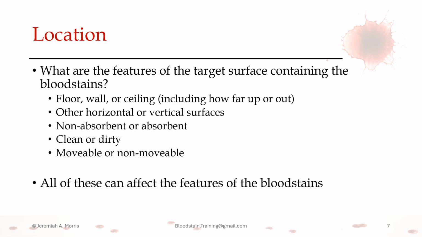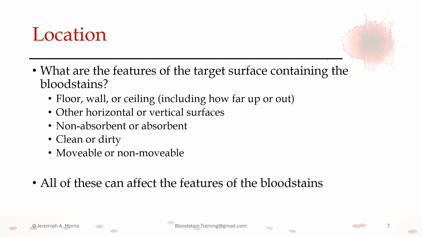When it comes to the location, it's simply where are the bloodstains at? Where's the pattern at? And not just where are they at, but what are the features of that target surface that's containing the bloodstains? So it can be the floor, the wall, or the ceiling, and that can even include how far up or how far out that pattern extends. It could be on other horizontal or vertical surfaces. It could be on the tops of tables. It could be on the side of a couch. It could be on a vase. It could be on an item such as shoes or pants or a handgun.